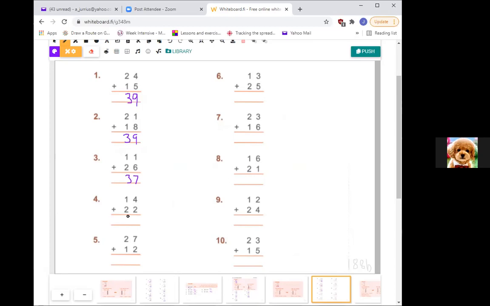Giselle, number 4 on this page. Do you see the question? 14 plus 22? The 4? Yep. Okay. 14 plus 22 equals 36. Right. And you got that by adding the 4 and the 2 makes 6, and the 1 and the 2 makes 3. Thank you so much. Mason, will you do number 5?